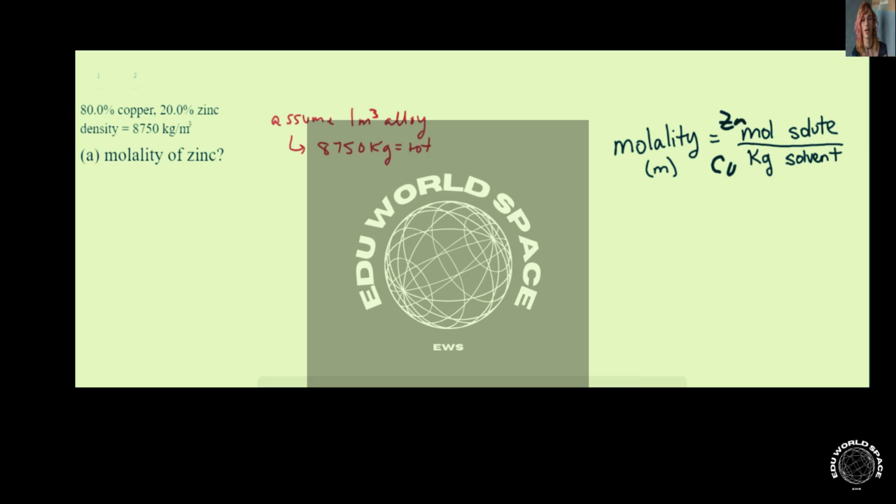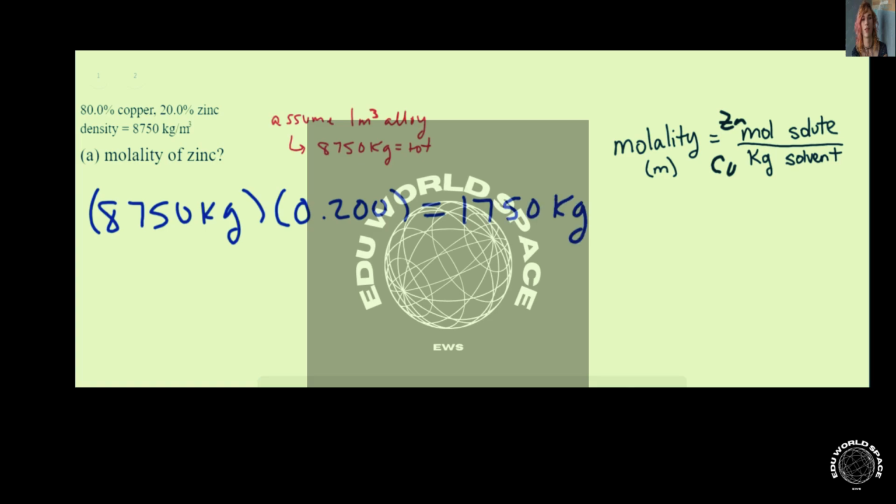Okay, so if we know that the total mass is 8750 kilograms, then we know that 20% of that is zinc. So I'm going to write that as a decimal. That means that the mass that is zinc is equal to 1,750 kilograms. Now, I need moles of zinc, and I have molar mass in grams per mole, so I'm going to change this kilograms to grams, multiply by 1,000. It's an outrageously large mass, but remember that we're trying to pick numbers that are easy to work with.